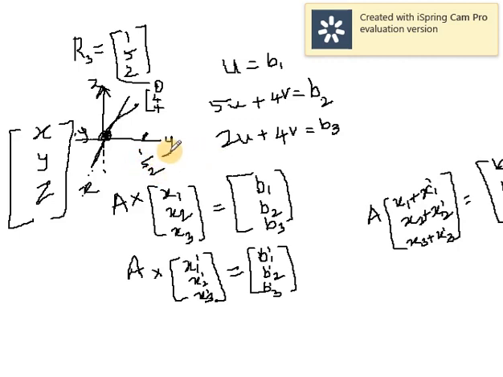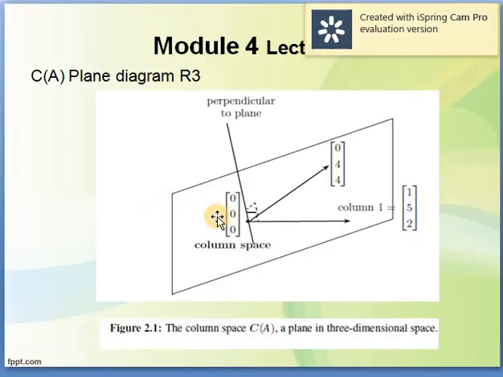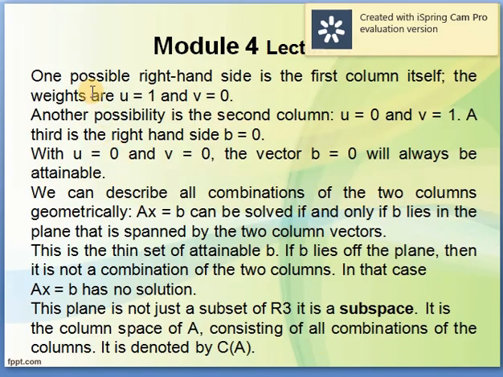I hope no confusions. Then let's refer to the diagram given. So it is the origin, 1, 5, 2 is this point, and 0, 4, 4 is this point. Now, this is figure 2.1, the column space C of A, the plane in 3-dimensional space. So of course, the plane diagram corresponding to R3. Then let's see the next point.